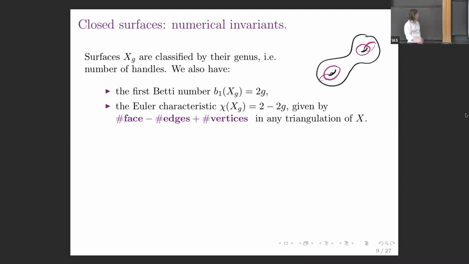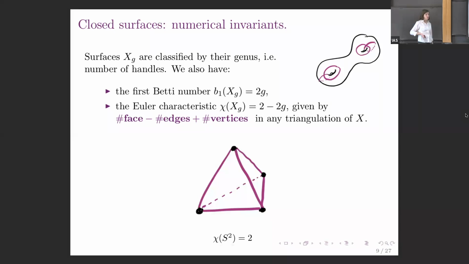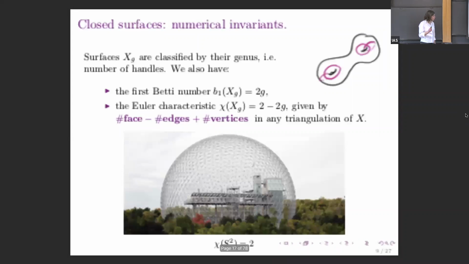And the second invariant I want to talk about is the Euler characteristic. A reminder: the Euler characteristic is the invariant you get by taking a triangulation of your space and counting the number of faces minus the number of edges plus the number of vertices, in any triangulation. So here's the triangulation of the two-sphere. You can count that the Euler characteristic of the two-sphere is equal to 2.